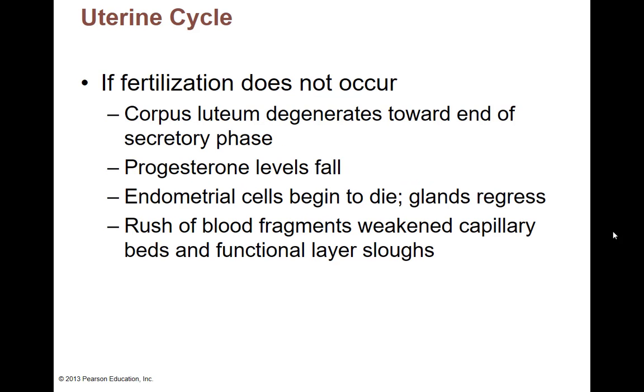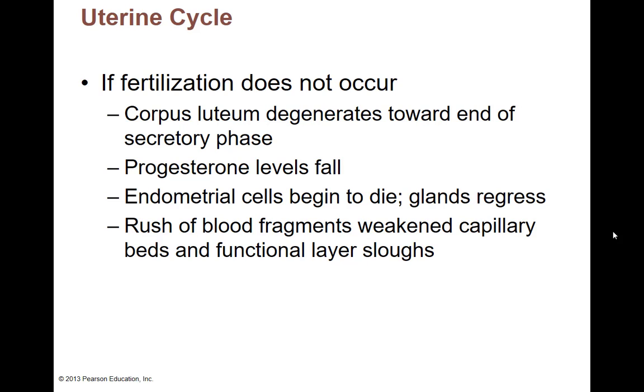Now, if fertilization does not occur, and more often than not it doesn't, the corpus luteum goes away near the end of the secretory phase, which means you don't have any more progesterone. It goes away, don't need the progesterone. The endometrial cells begin to die. The glands start to go away. Again, their main job was to make secretions, to nourish, give all the nutrients for a fertilized egg. We don't have a fertilized egg. Don't need those nourishments, don't need the nutrients, don't need the secretions.